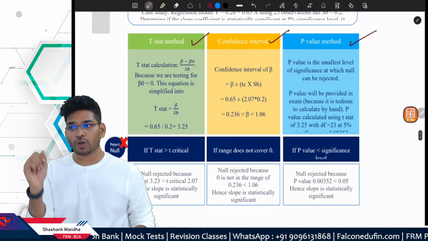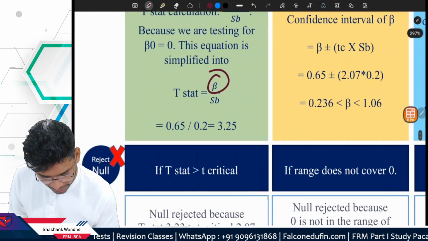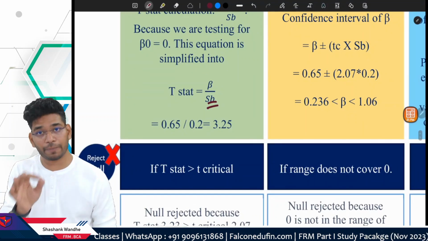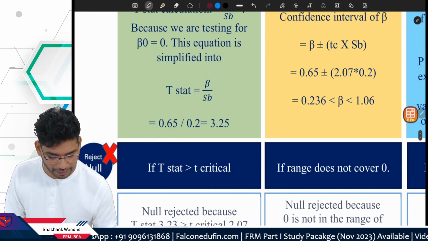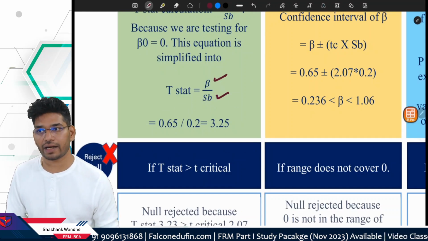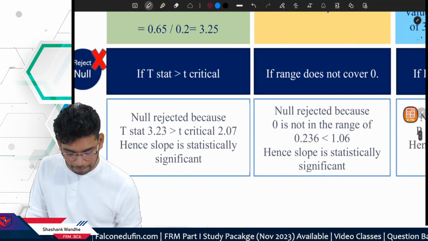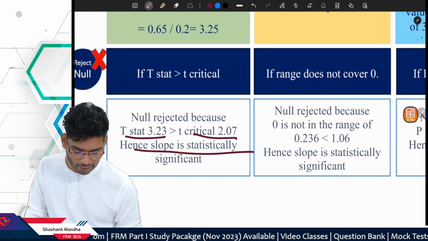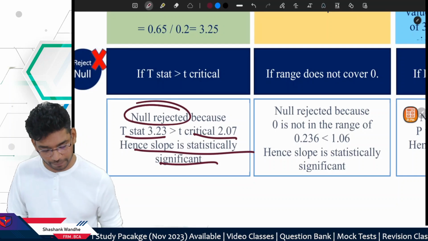So here all the values will be provided to you. Like beta, you need beta here. So what is the beta from your model? Standard error will be provided to you in the examination, so you don't have to worry about standard error. So simply take beta divided by standard error and get your t-stat. Once you get your t-stat, if your t-stat is greater than t critical, the slope, or the beta, is statistically significant, and reject null.